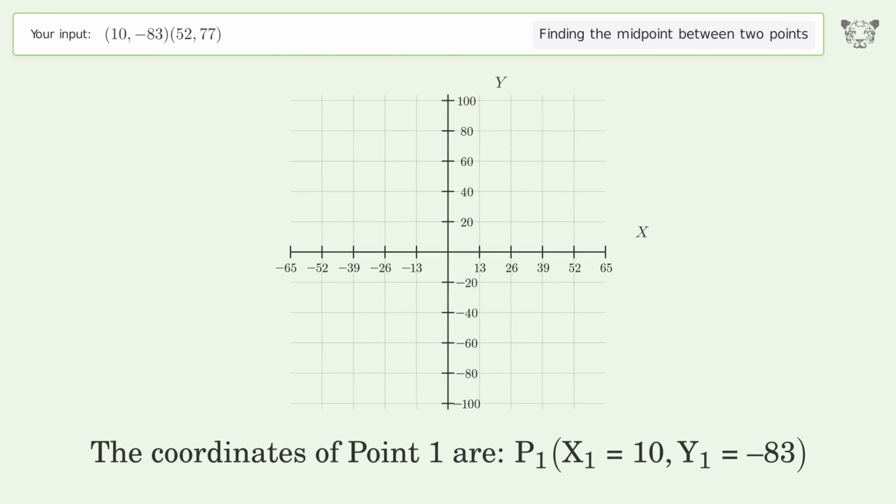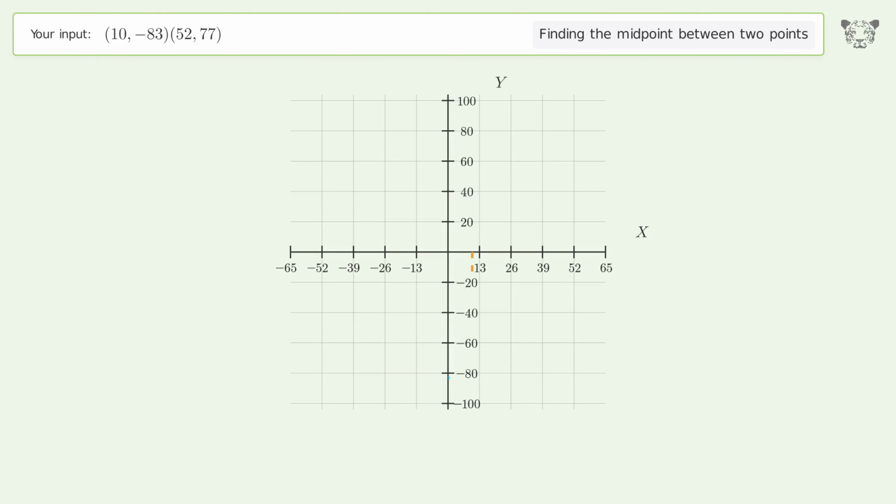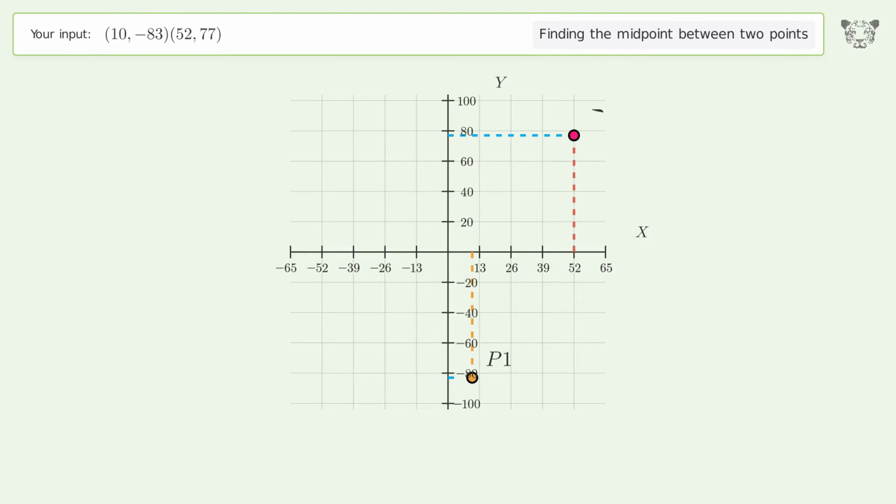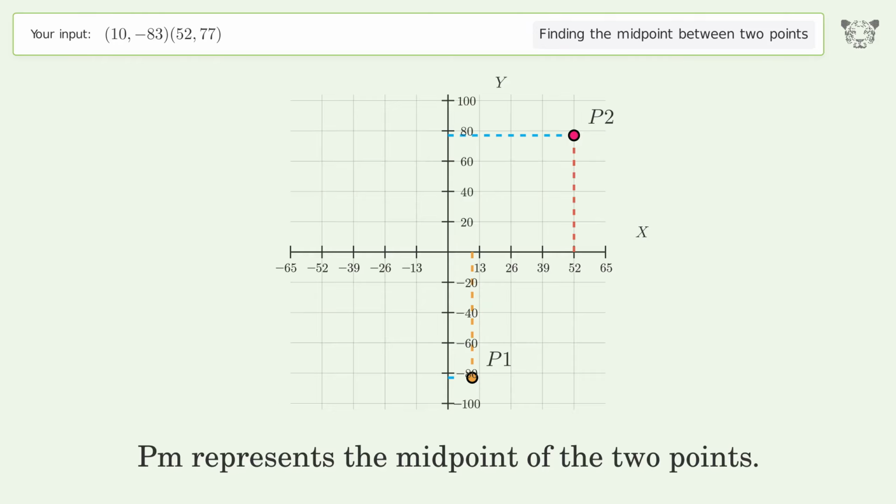The coordinates of point 1 are x1 equals 10, y1 equals -83. The coordinates of point 2 are x2 equals 52, y2 equals 77. PM represents the midpoint of the 2 points.